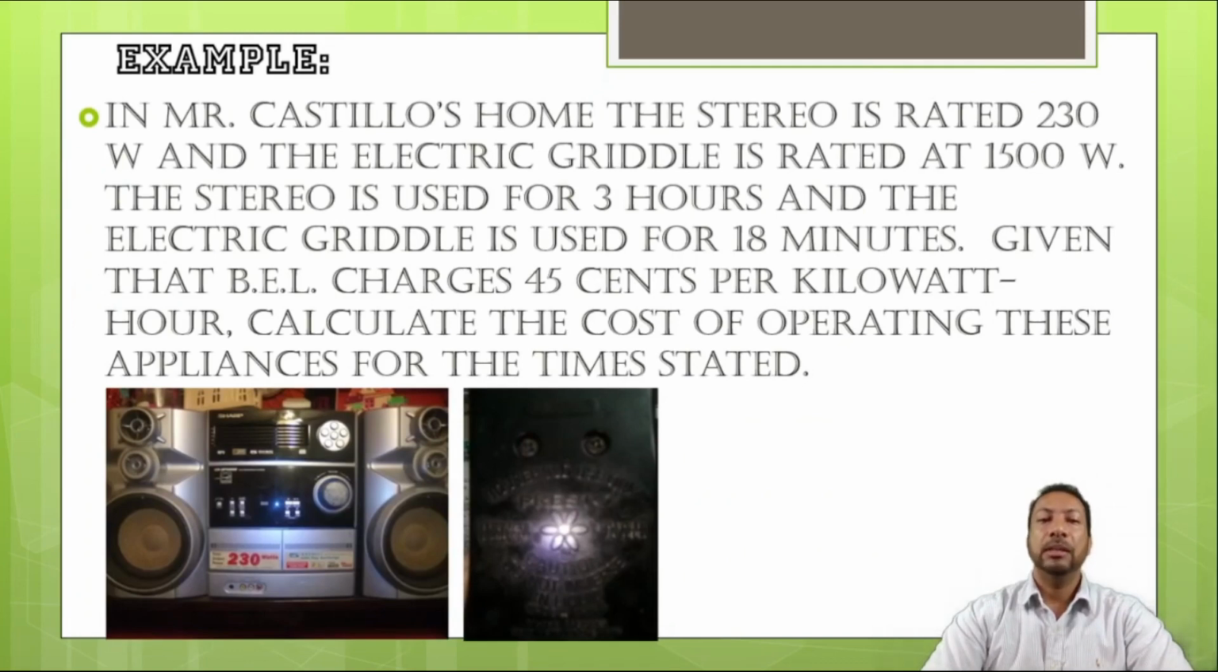So let's take a look at this example now. In Mr. Castillo's home, once again, the stereo is rated at 230 watts and the electric griddle is rated at 1500 watts. The stereo is used for 3 hours and the electric griddle is used for 18 minutes. Given that BEL charges 45 cents per kilowatt hour, calculate the cost of operating these appliances for the times stated.